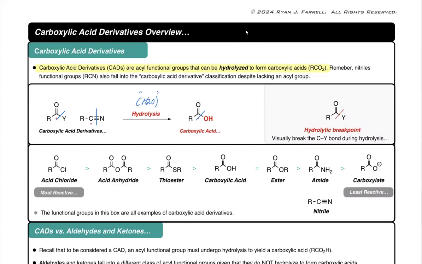Now, if you ever hear me say hydrolytic breakpoint, I'm talking about cutting between the carbonyl carbon and the adjacent lone pair atom. That's essentially the visual slice point as we react our carboxylic acid derivatives. You might also hear me say slice and dice. Okay, we essentially react across that slice point, inserting our nucleophile.